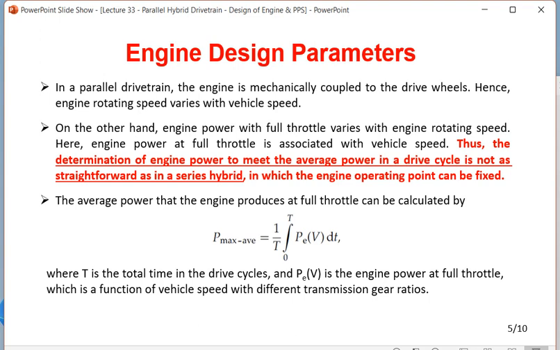That means there are different gear ratios, and we are getting different power, but we are averaging that power and we want to maximize it. So for maximization of average power, first we have to find this, which is equal to the integral of P_E(V) dt over 0 to T. T is the drive cycle time, and the whole energy is divided by T, then we are getting power. So energy divided by time is equal to power. So P_max_av is (1/T) times the integral from 0 to T of P_E(V) dt.